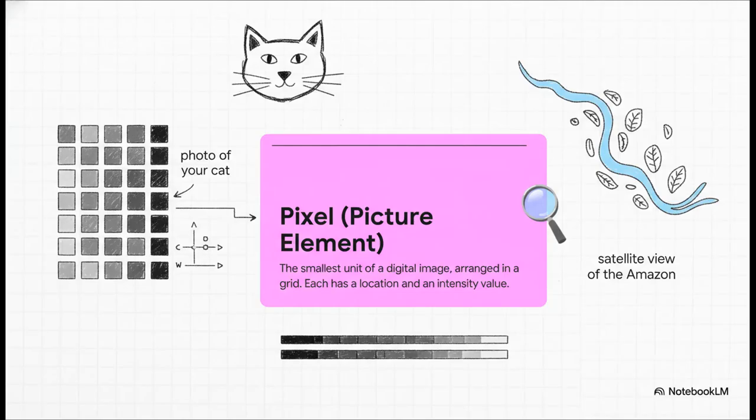You see, every single digital image, from a funny cat photo to a satellite view of the Amazon rainforest, is built from these tiny little squares called pixels. It's short for picture elements. Each one is the absolute smallest piece of the image. And here's the important part. Every single pixel knows two things. It knows its location in the grid, like, say, row 5, column 10, and it has an intensity value, which is really just a number that represents how bright it is.